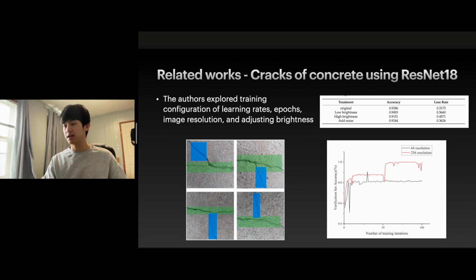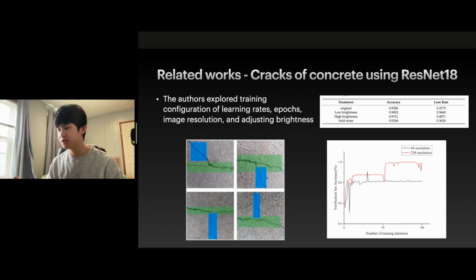Next, let's look at previous work on how to identify cracks in concrete with ResNet 18 and a very limited amount of data. In this previous work, the authors explored the best way to train a CNN model with different training configuration variables, such as different learning rates, different epochs, or changing the image resolution. As we can see here, if you have a 64 resolution, you will get lower testing accuracy. But if you increase the resolution to 256, you will get a higher accuracy after more iterations.